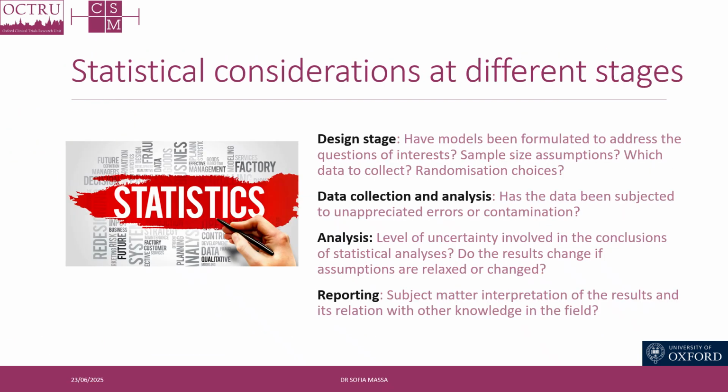As we said at the beginning of this talk, statistics is crucial for all the stages of a randomized controlled trial. What are the questions that can arise in all the possible stages? For example, at the design stage, we really want to formulate models that address the question of interest, and that are not only of interest for our statistical considerations. What are the sample size assumptions that are important to know in order to do the correct sample size calculation? Which data do we need to collect? Are we sure we are not collecting too much data or too little data to answer the question of interest? What are the randomization choices and what is the appropriate method of randomization to be used with a particular design?